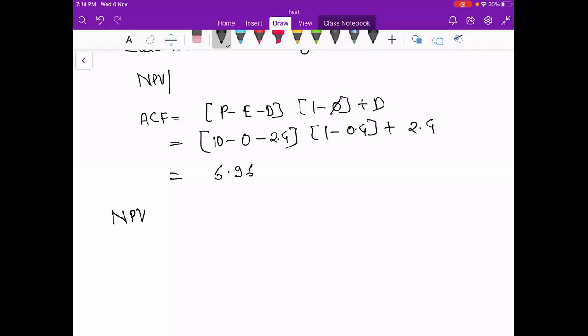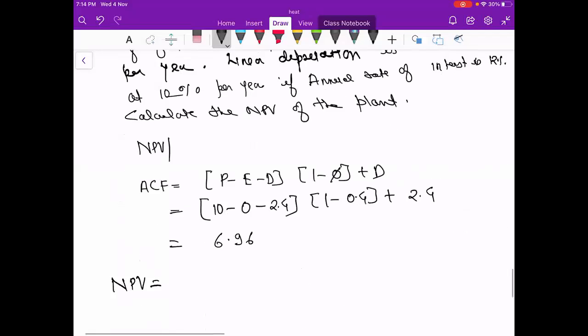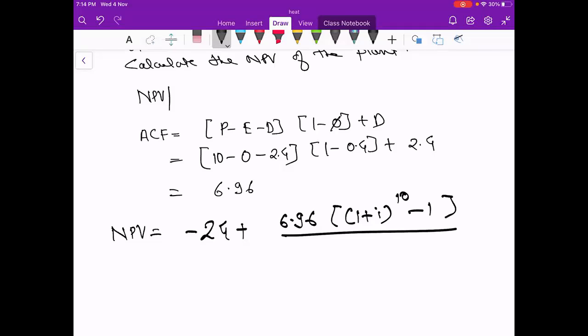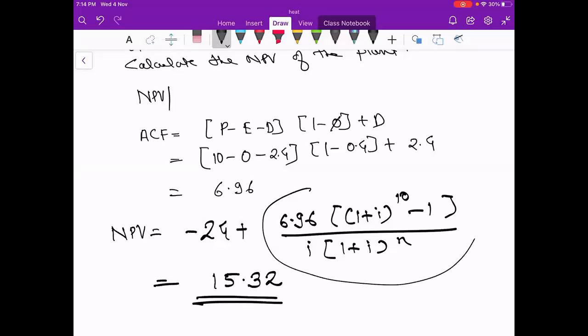Now apply the formula for NPV. NPV equals to initial investment, minus 24, plus 6.96 times ((1 plus i) to the power n minus 1) upon (i times (1 plus i) to the power n), with n equal to 10. So I think the correct answer is 15.32. Most of the students got the correct answer. Some student has written 39.307.